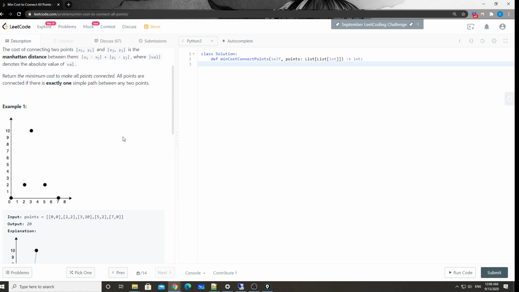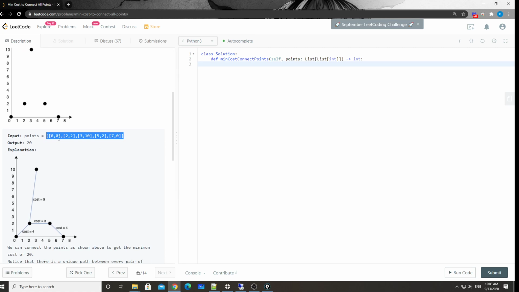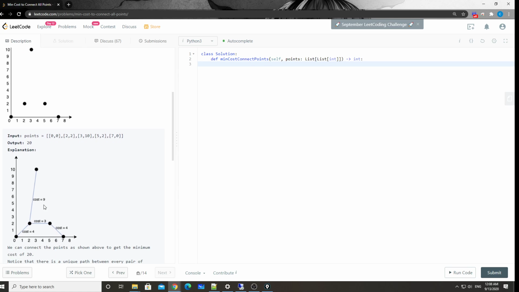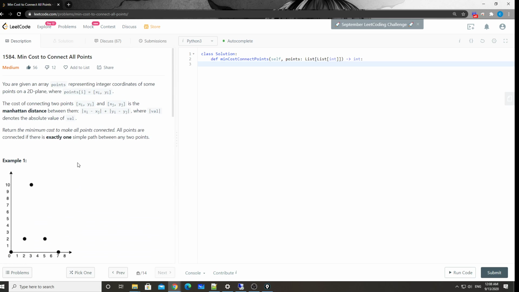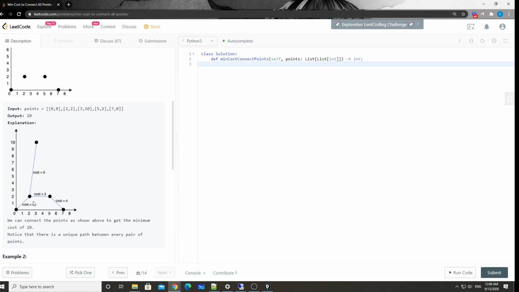For example, the first one, the points. So we have 5 points, and the minimum cost to connect all the points is this one, which is 20.